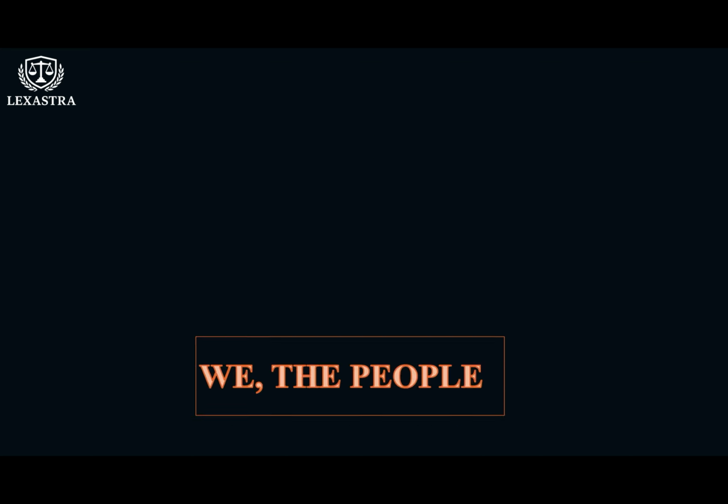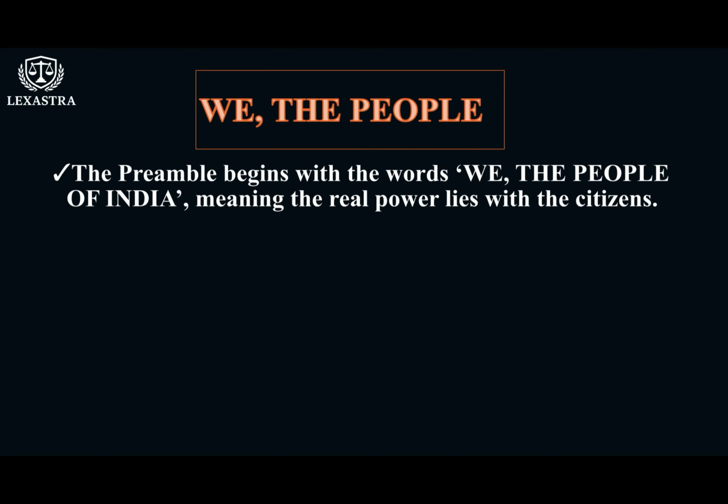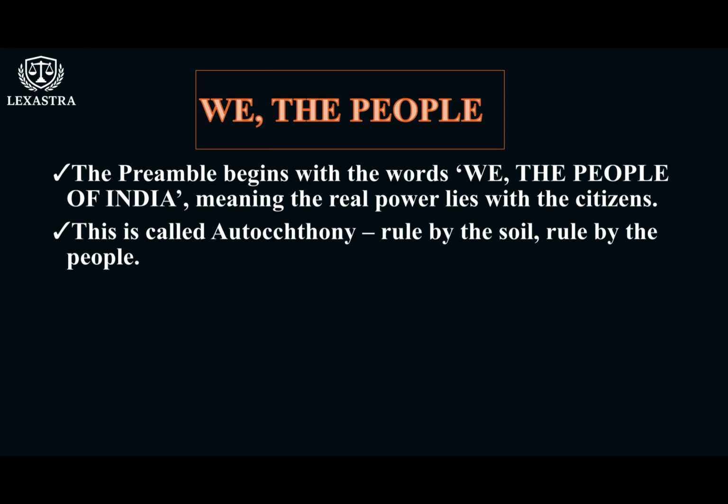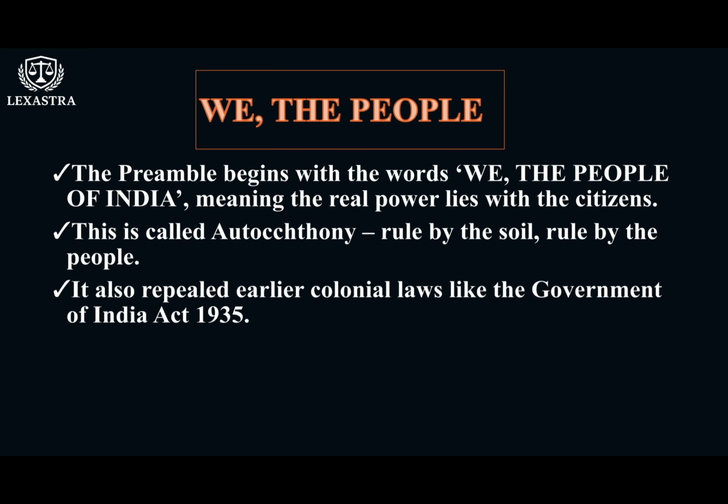We the people. The preamble begins with the words, We the people of India, meaning the real power lies with the citizens. This is called autochthony, rule by the soil, rule by the people. It also repealed earlier colonial laws like the Government of India Act 1935.